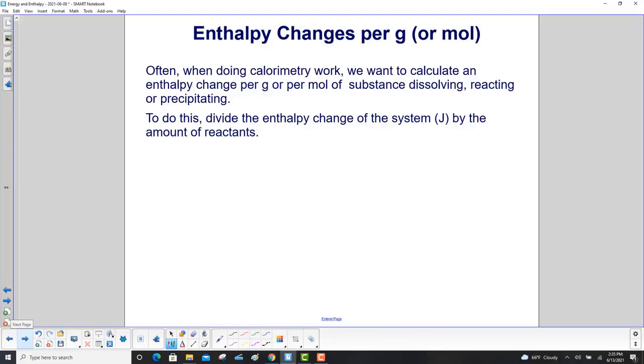Often, when doing calorimetry work, we want to calculate an enthalpy change per gram or per mole of substance dissolving, reacting, or precipitating. To do this, divide the enthalpy change of the system in joules by the amount of reactants.